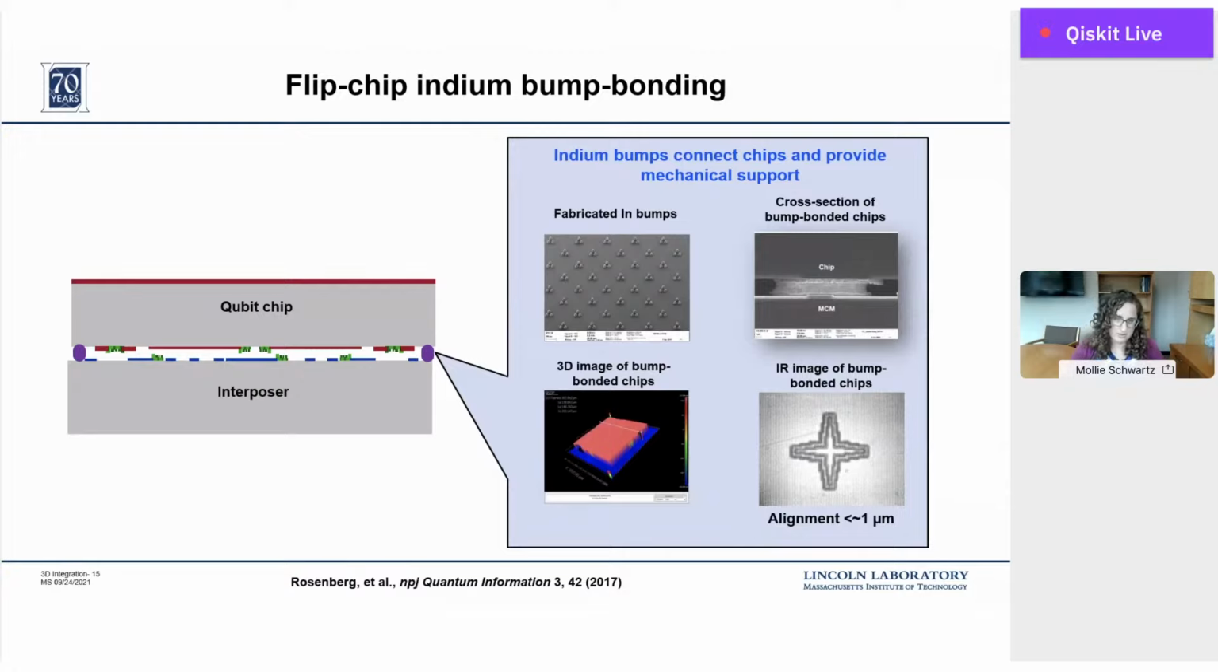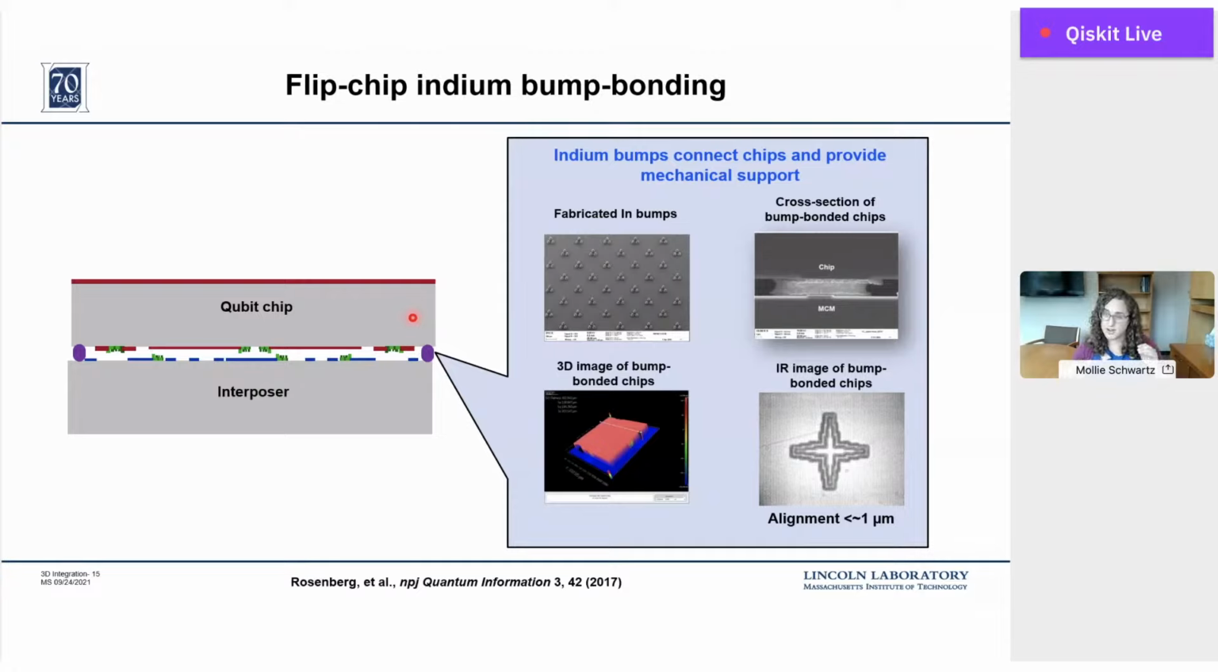The approach that we use is an indium bump bonding process. So you can see a SEM image of the fabricated indium bumps at the right here. We take two chips and deposit underbump metallization that's titanium, platinum, and gold on both of the chips.